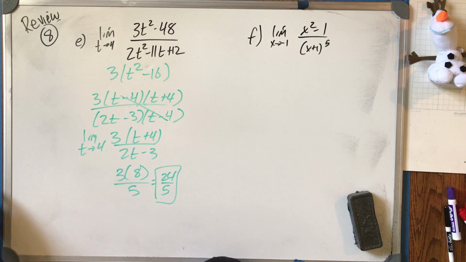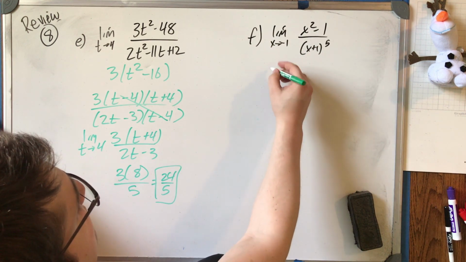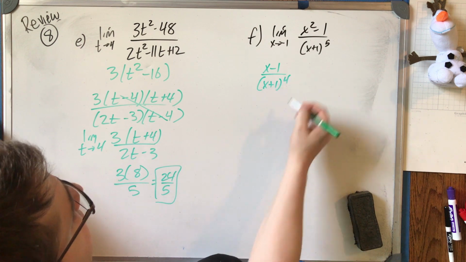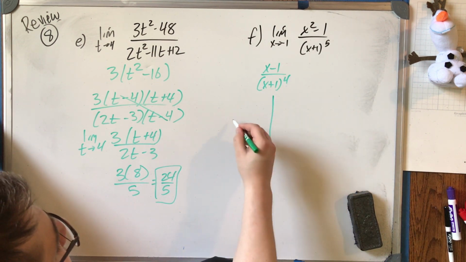This guy, try direct substitute, get 0 over 0. So I'm going to factor top and bottom, and I'll be able to cancel out one of the x plus 1s. I'll be left with an x minus 1 over an x plus 1 to the 4th. Now I get a number over 0 when I direct substitute. That indicates vertical asymptote.